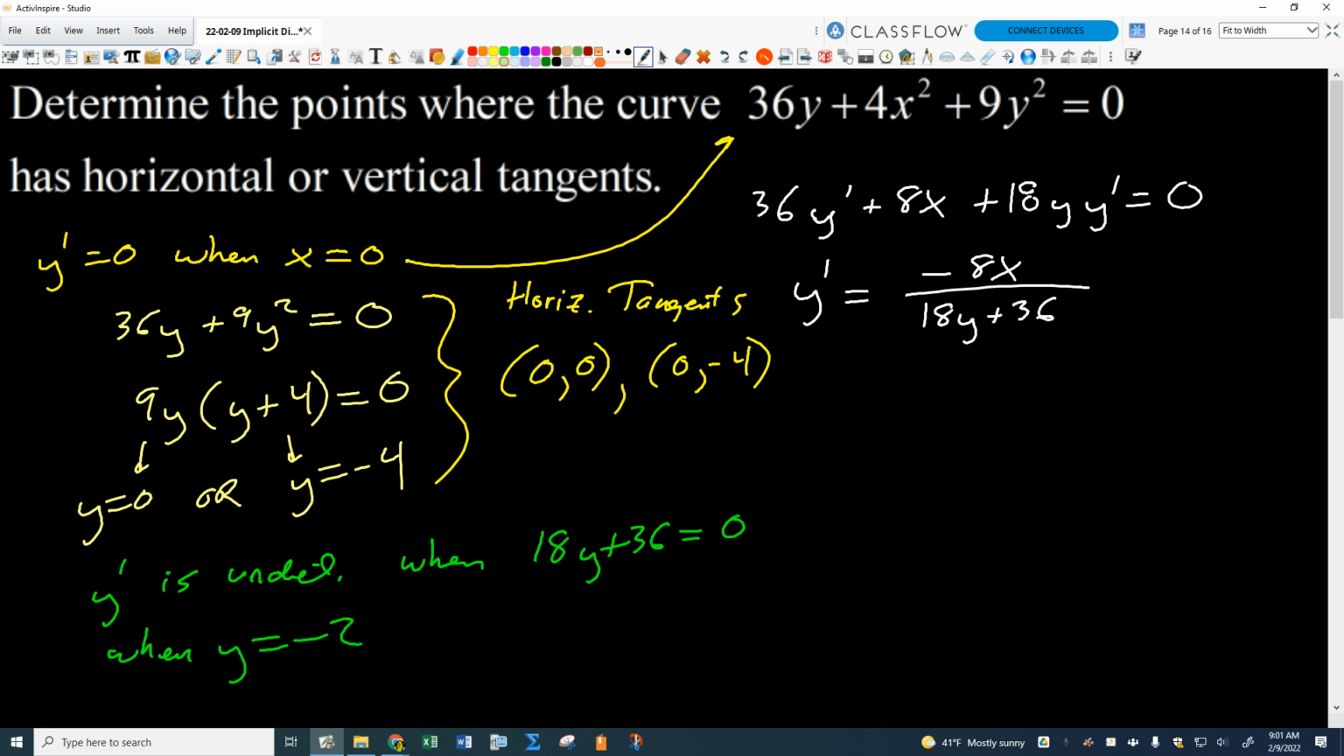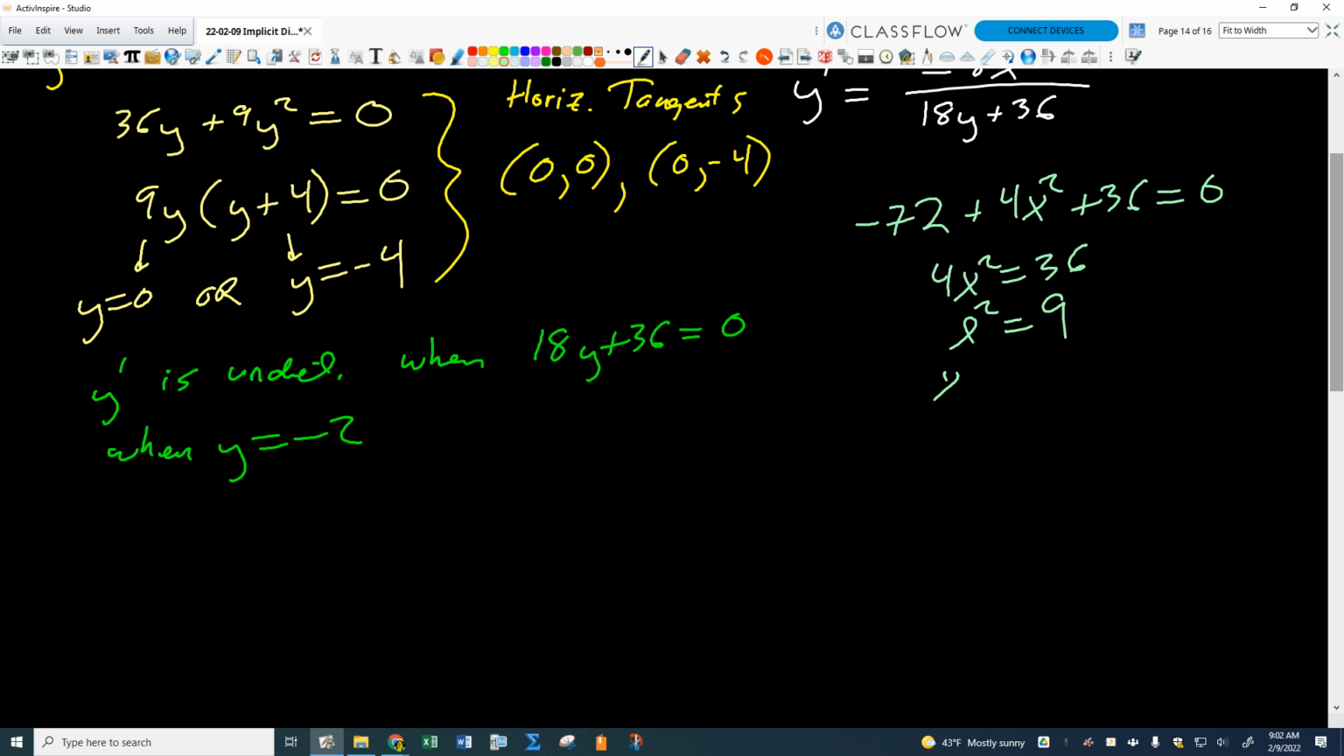Negative 72 plus 4x squared plus 36 equals 0. So in other words, 4x squared equals 36. So x squared equals 9, right? So what are the values of x? Plus or minus 2. Good. Or plus or minus 3, sorry.